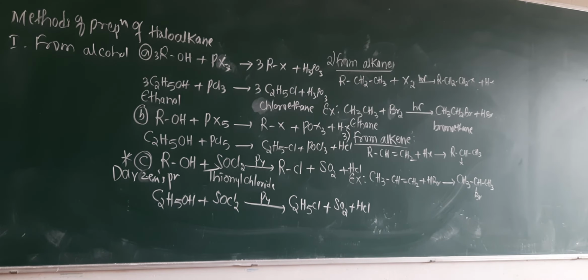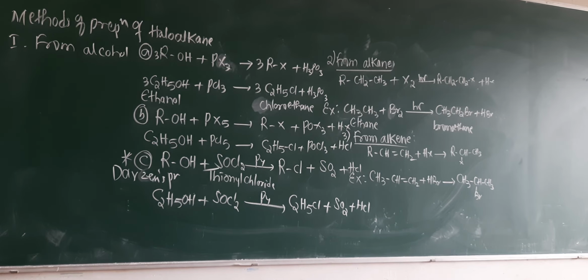The addition of HBr or any HX to the higher alkene will take place against Markovnikov's rule. That is called the anti-Markovnikov's rule. It is called the Kharasch effect, or the peroxide effect. Okay, these are some methods of preparation. Similarly, we can also prepare by exchanging the halogen.